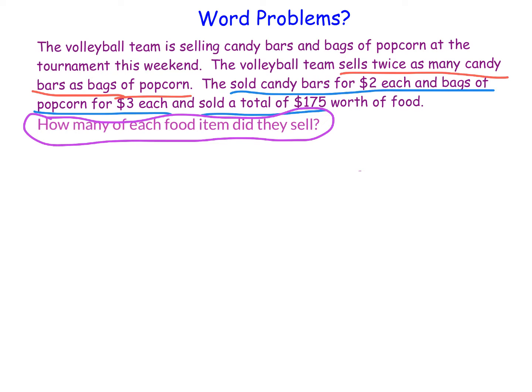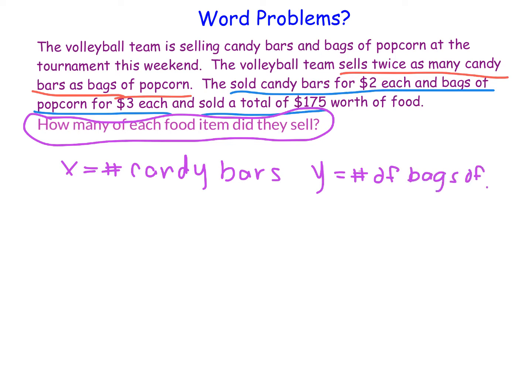By the end of this problem, I need to know how many of each food item they sold. And at this particular concession stand, they are selling candy bars and bags of popcorn. So I'm going to set x equal to the number of candy bars that are sold. And then I'm going to set y equal to the number of bags of popcorn that they sold, because those are the 2 things that by the end of this problem I need to know. They are my 2 unknowns.